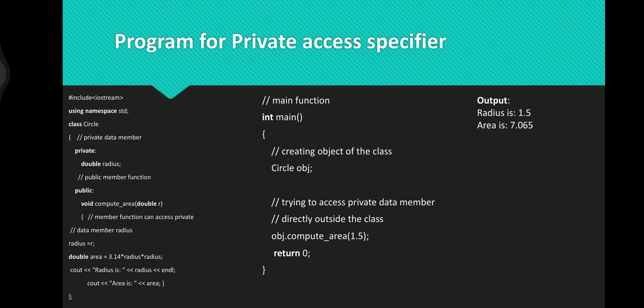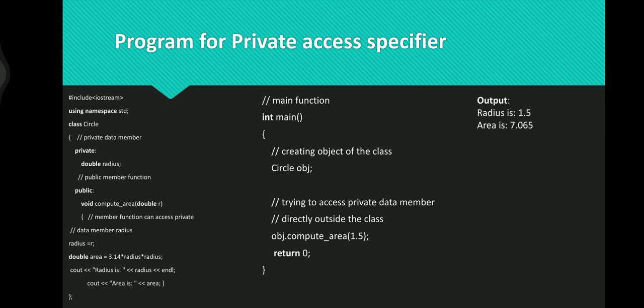Since the member function can access the private data member radius, therefore radius is equal to r and area is equal to 3.14 into radius. And in the main function, we are creating an object of the class, since we cannot directly access the private data member outside the class. Object dot compute area 1.5 and the output is on the top right corner. Radius is 1.5 and area is 7.065.